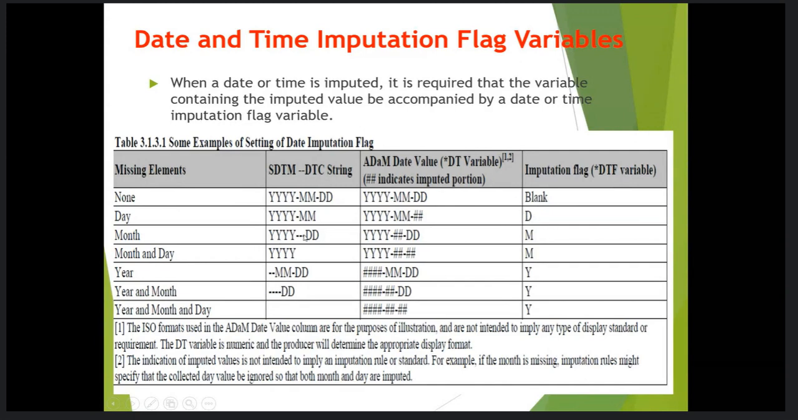In the third example, we do not have a month, so M. In the fourth example, we do not have a month and day, M. In the fifth example, we do not have a year, Y. No year and no month, Y. So no date at all, we are going to have a Y. And this is how we are going to create a date imputation flag.